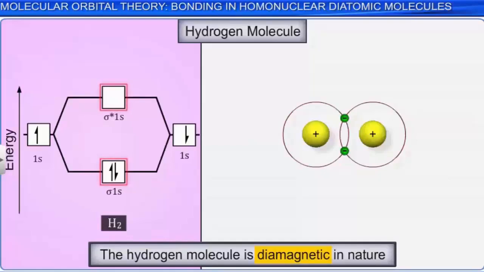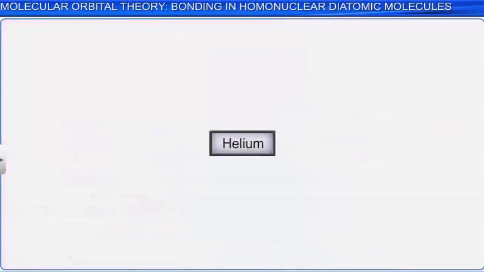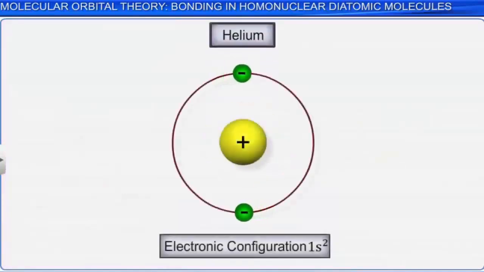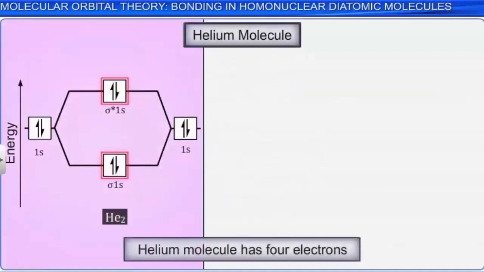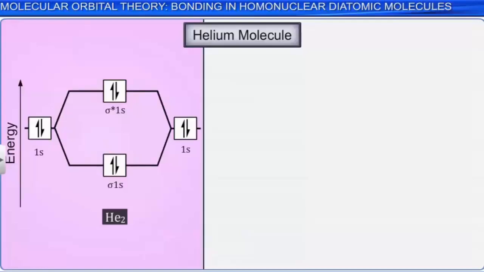Now let us discuss the bonding in a helium molecule. A helium atom has 2 electrons in its 1s orbital. Hence, the number of electrons in a helium molecule is equal to 4. These electrons occupy the sigma 1s and sigma star 1s molecular orbitals. Hence, the electronic configuration of a helium molecule is sigma 1s2, sigma star 1s2.